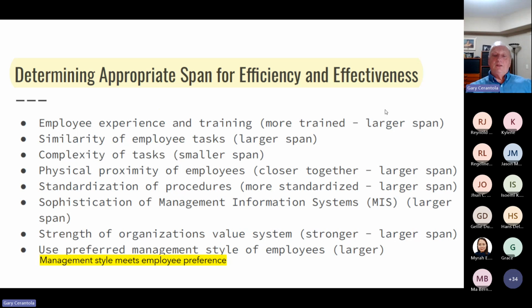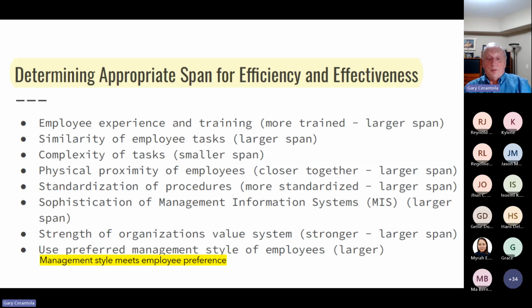So again, I talked about how the smaller the organization, the chances are that the span of control is wider, all right? But it comes down to this last point: the use of preferred management style of employees. So the answer is it depends, okay? If the management style meets the employee preferences and the conditions, that's the appropriate span for efficiency and effectiveness. So the answer is it depends, right?